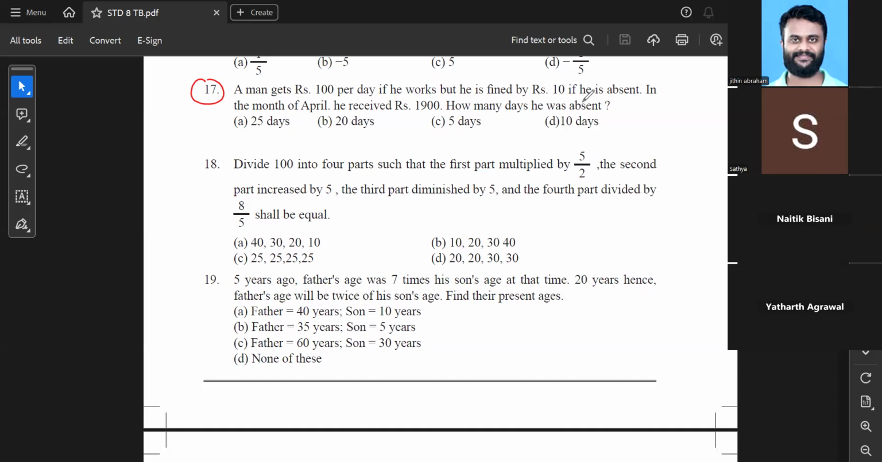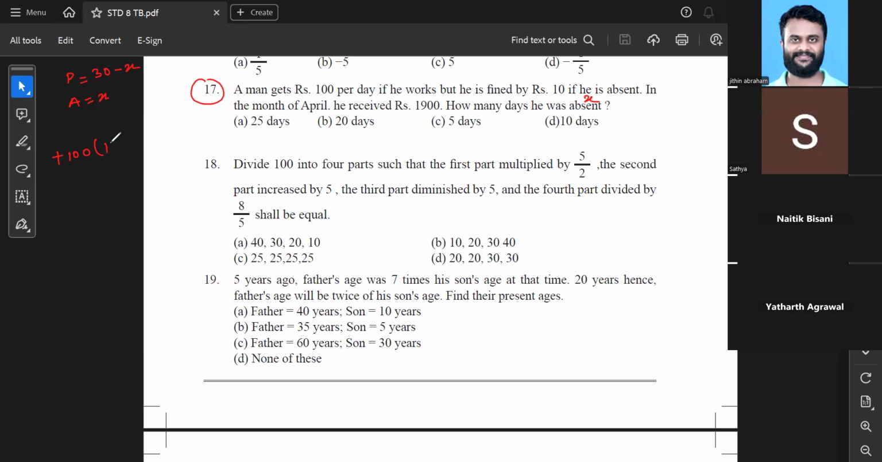So, first of all, how many days was he absent? I'll say X days he was absent, which means how many days was he present? See, absent is X. Present will be 30 minus X. Now, he's going to get 100 rupees. Get means plus. He's going to get 100 rupees for each day he's present, so multiplied by the number of days he will be present.